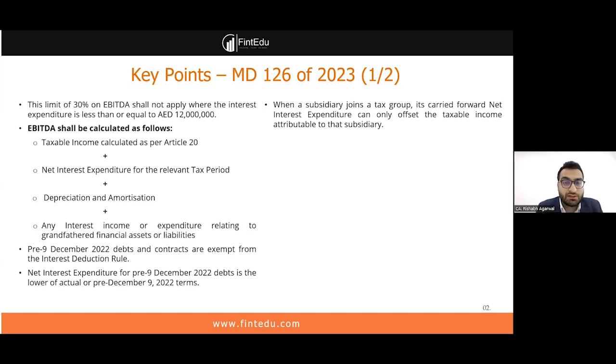So you will not include it within the calculation of net interest expenditure as well as EBITDA. These interest payments are grandfathered. And, not such an important point, but for tax groups, if your subsidiary is joining or exiting a tax group, the net interest expenditure which has been carried forward is allowed to be adjusted only with its own income, that is income attributable to the subsidiary, again based on transfer pricing.